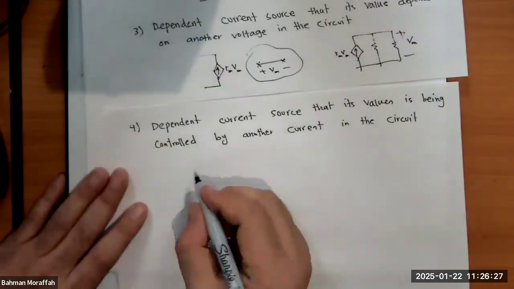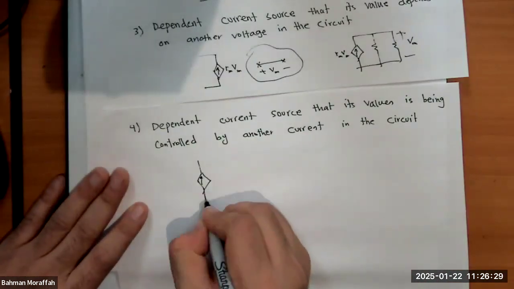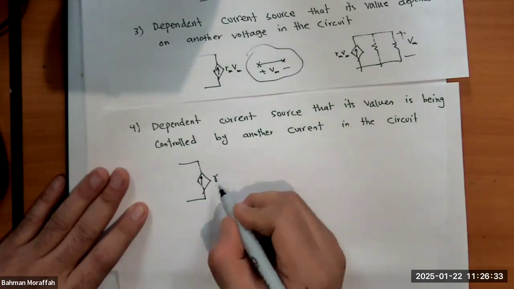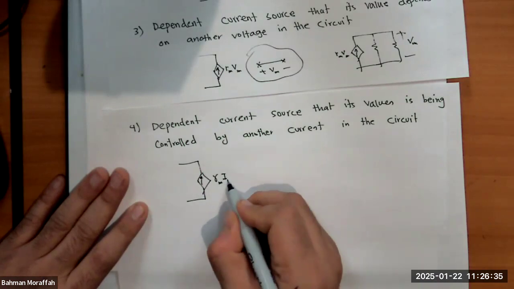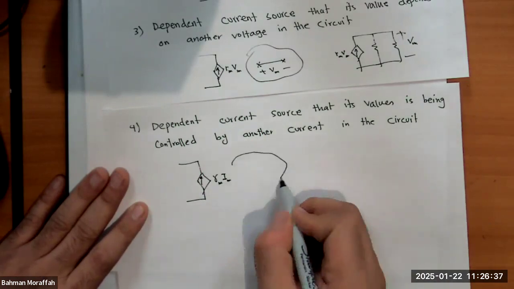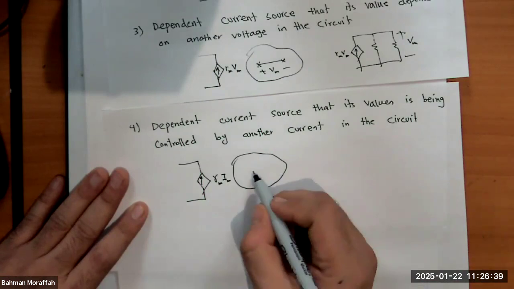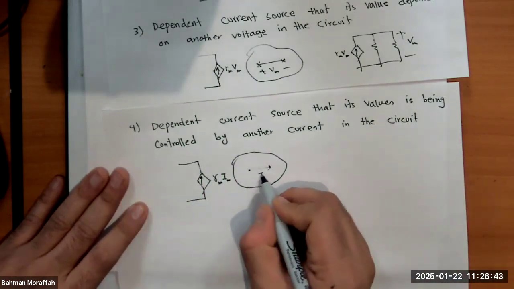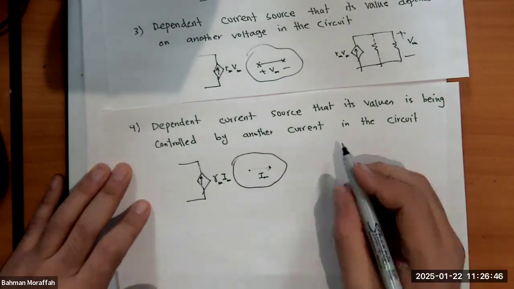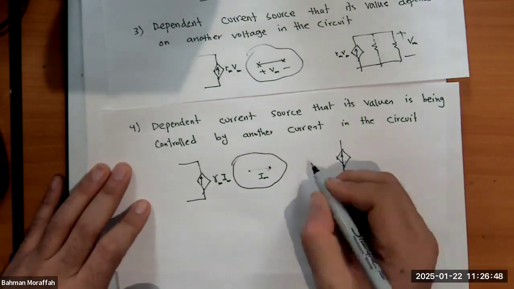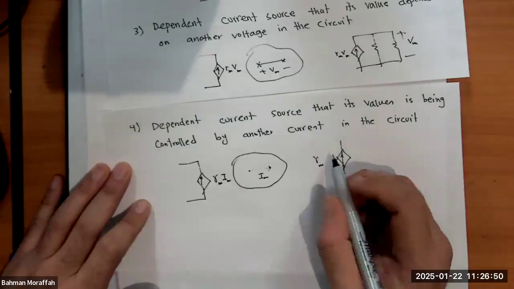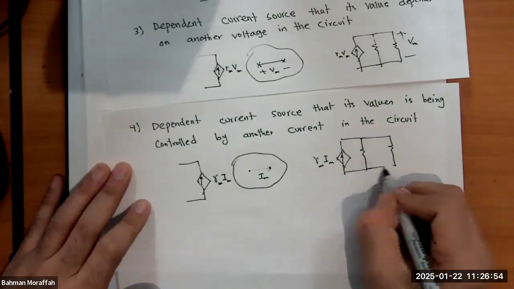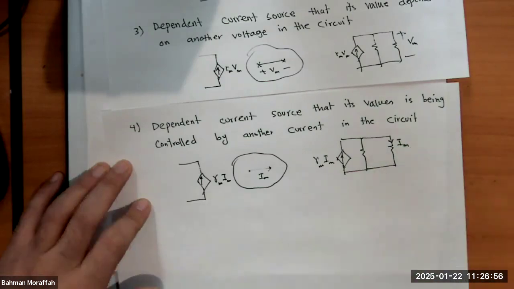Right? So I have basically this guy. Let's just say it's gamma m Im. And this is the rest of my circuit. And there is a portion of the circuit that has the current Im. So if I have, for example, this circuit, that's gamma m Im. And let's just say, for example, current through here is Im.